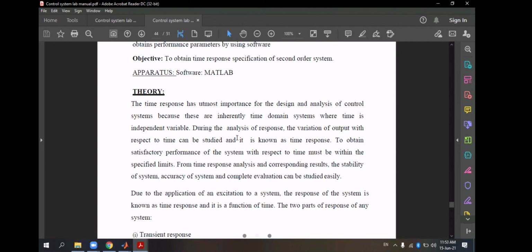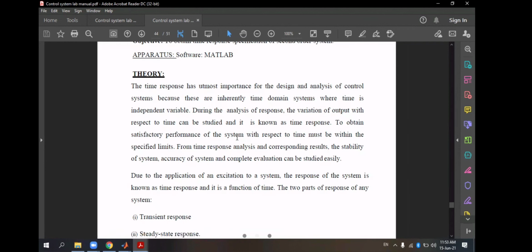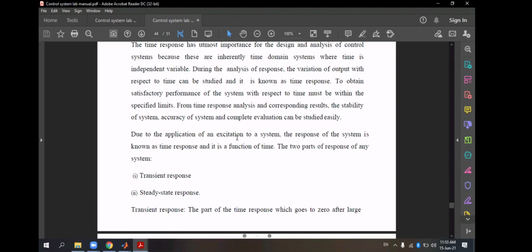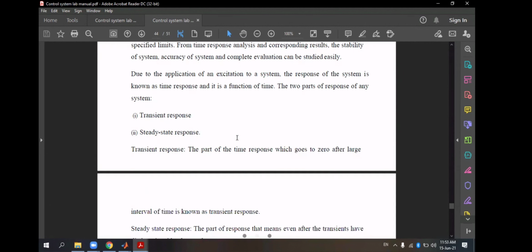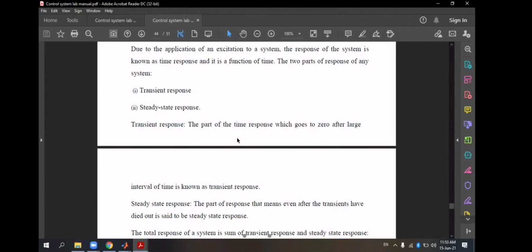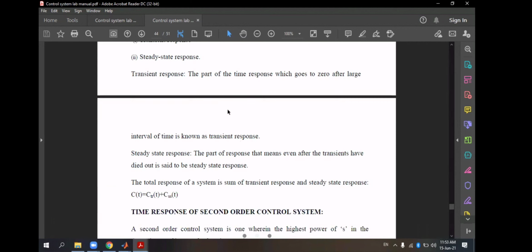During the analysis of response, the variation of output with respect to time can be studied, and it is known as time response. Now there are two parts of any response of system. One is transient response and another is steady state response. What is meant by transient response? It is the part of time response which goes to zero after large interval of time.